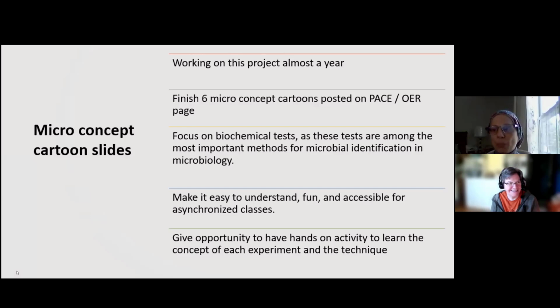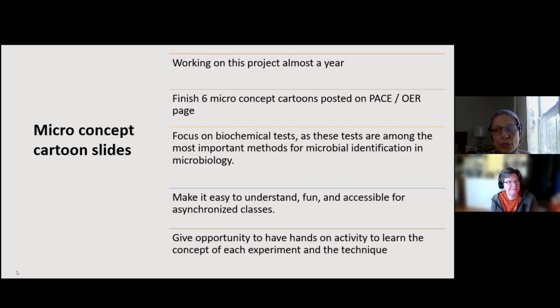We are going to talk about our OER project, concept cartoons. These cartoons are designed for use in asynchronous microbiology labs as well as in-person labs. We've been working on this project for almost a year. We have finished 6 concept cartoons so far. We call them micro concept cartoons.